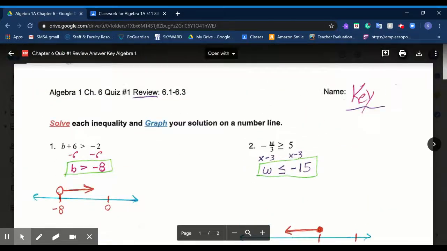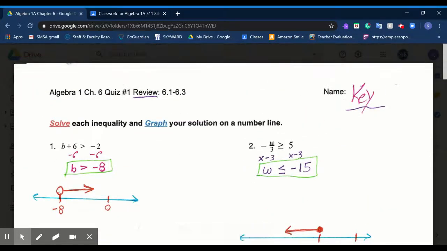So on each of these problems, again, keep in mind, if we have strictly greater than or less than, you'll be graphing with an open circle. If it is less than or equal to or greater than or equal to, you will use a filled in circle.